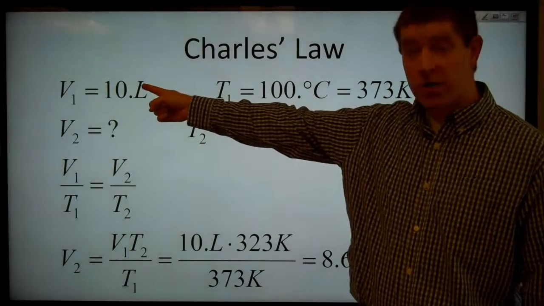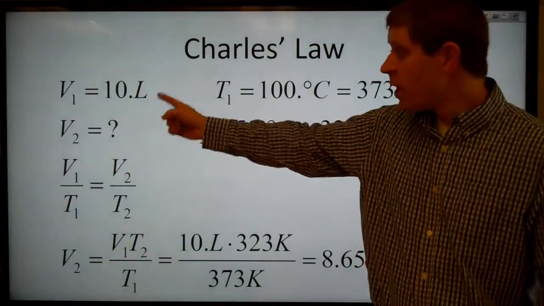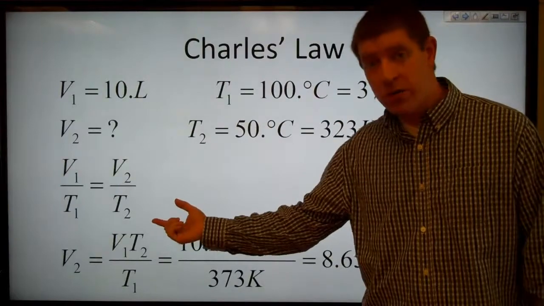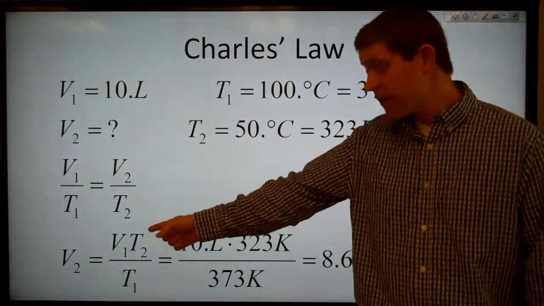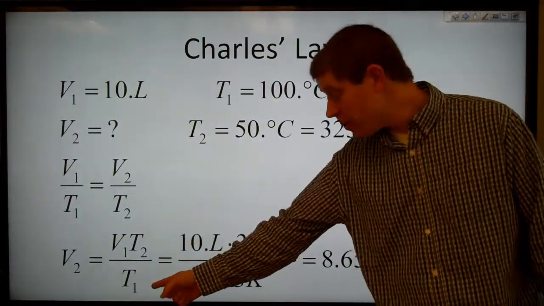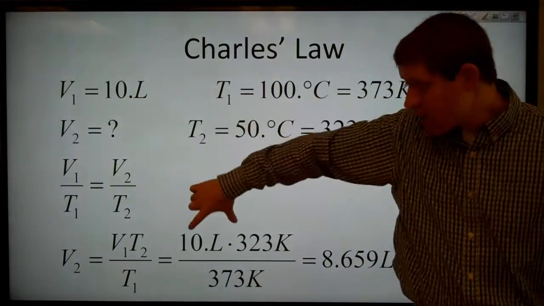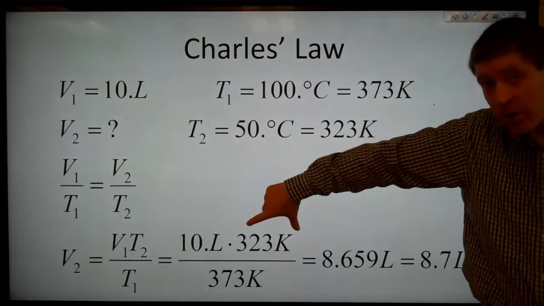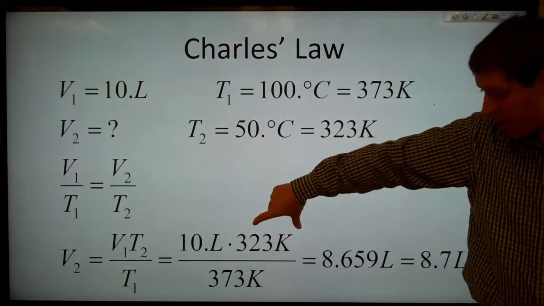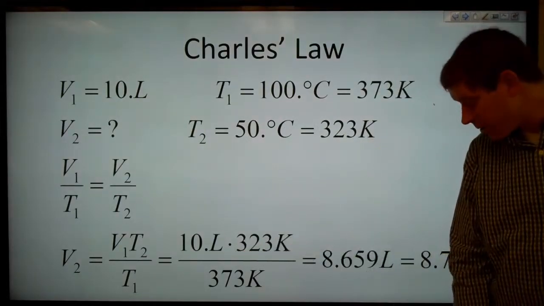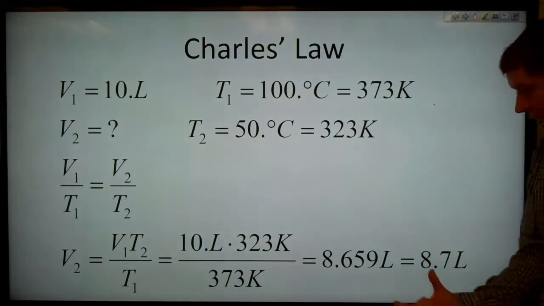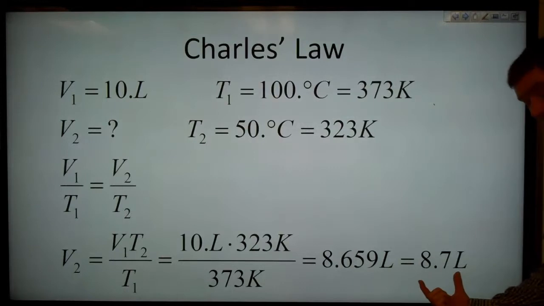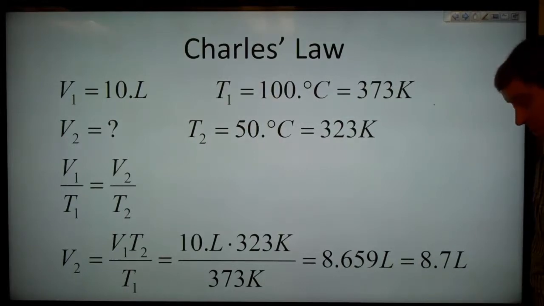So we know that we started with a volume of 10 liters. We want to find our final volume. We know that V1 over T1 equals V2 over T2. We can rearrange that for V2, giving us V1 T2 over T1 is equal to, now we plug in our initial volume, 10 liters, our final temperature, 323 Kelvin, divided by our initial temperature, 373 Kelvin, and that gives us 8.659 liters, which then we've rounded because of sig figs to 8.7 liters.